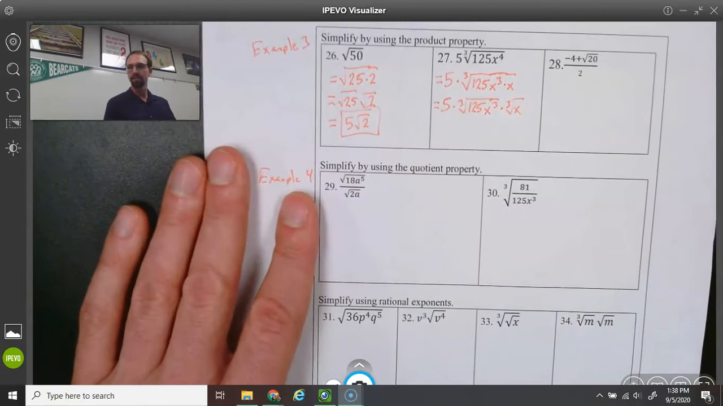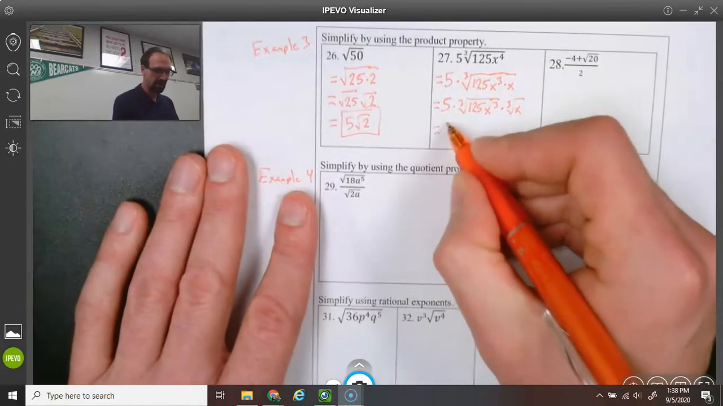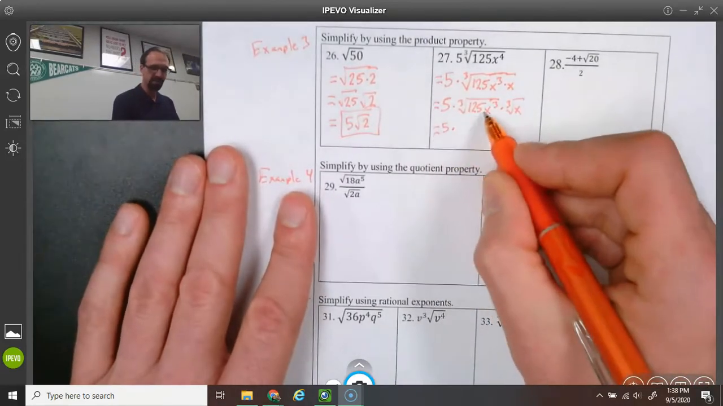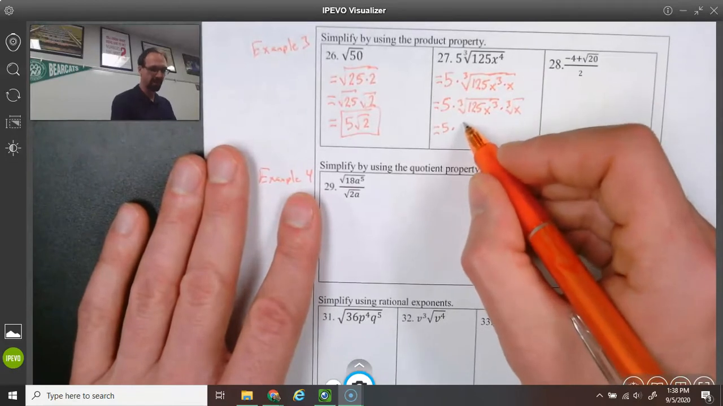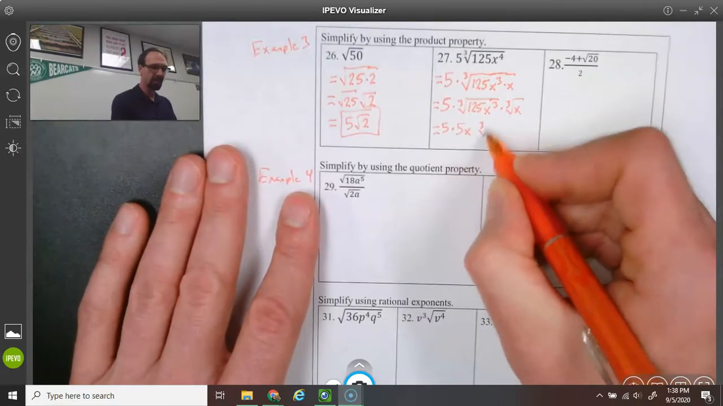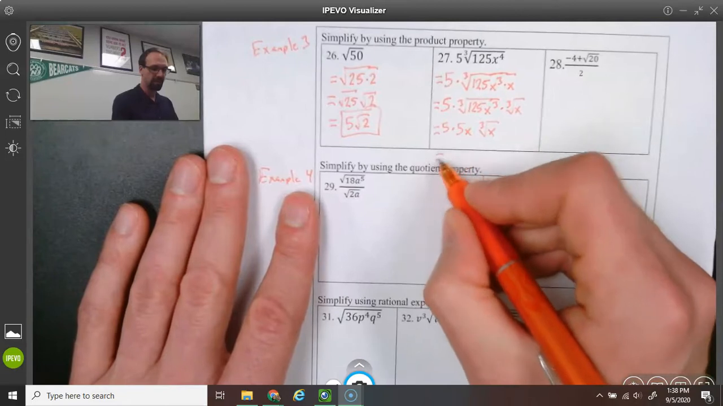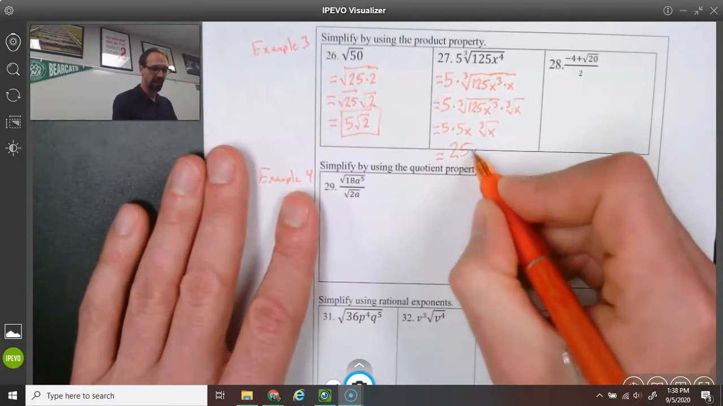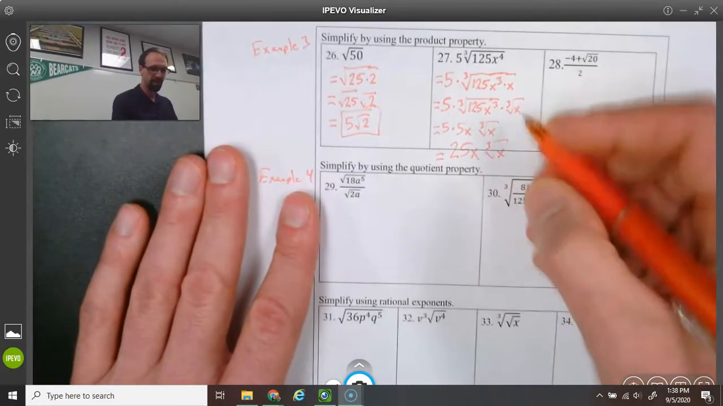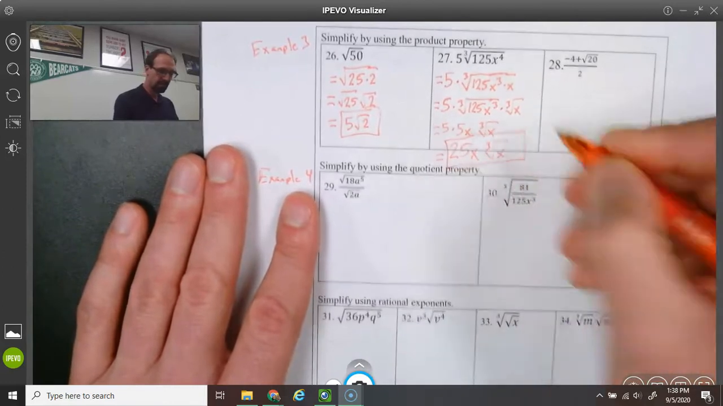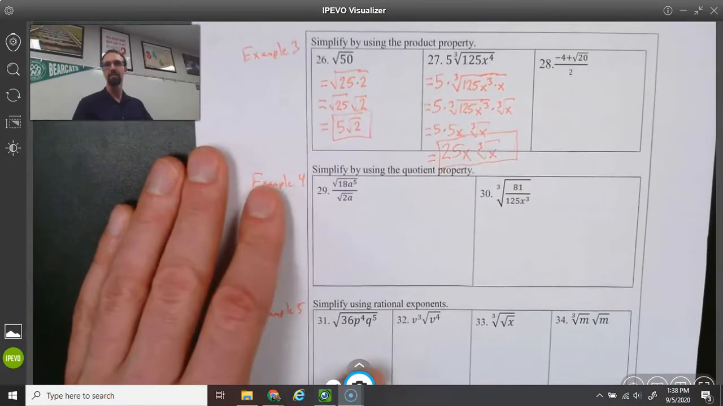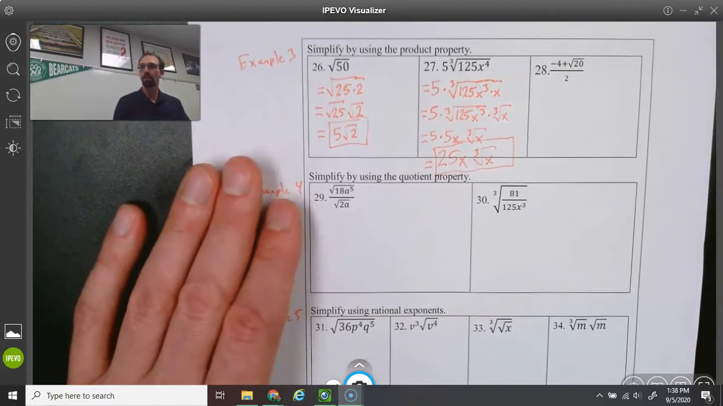Now I can simplify, so I can take 5 times the cubed root of 125x to the third, which is 5x, and then I'm left with the cubed root of x. So this is 25x times the cubed root of x. So that's 27.